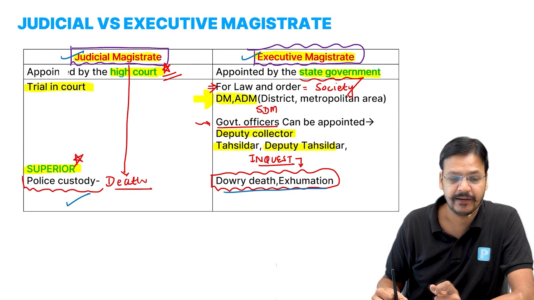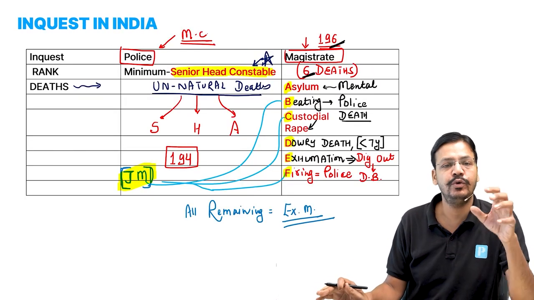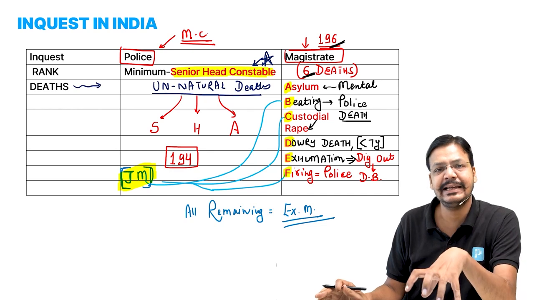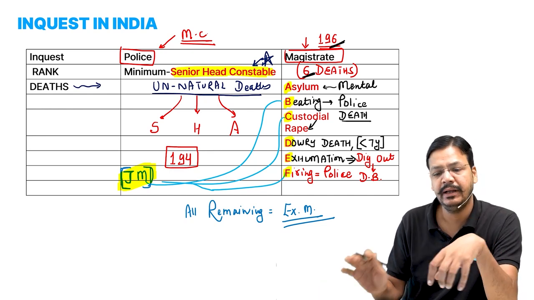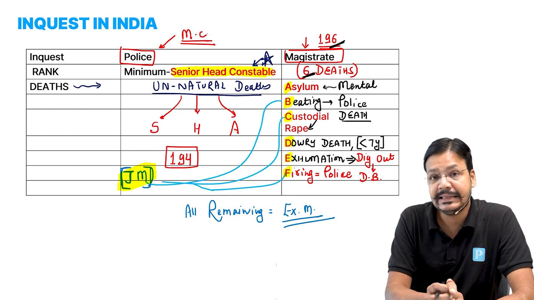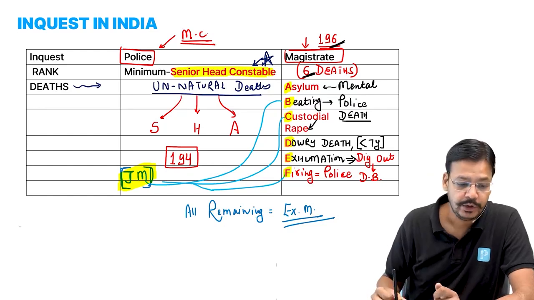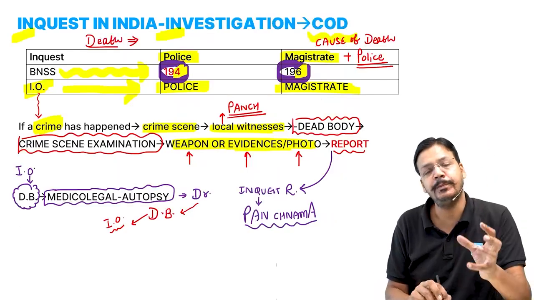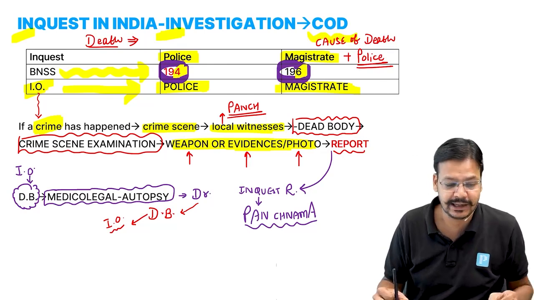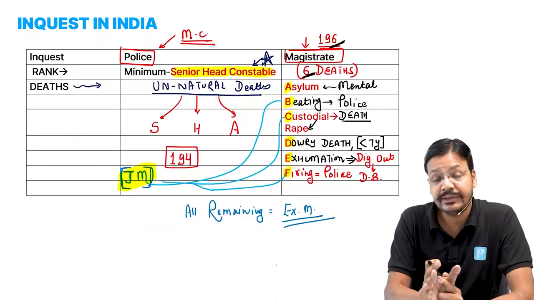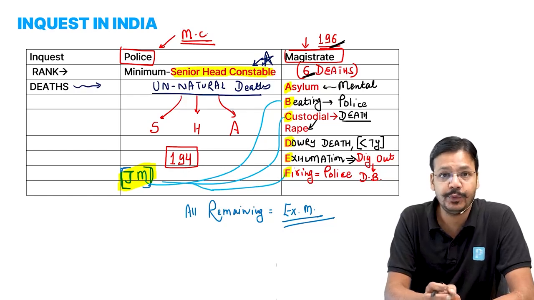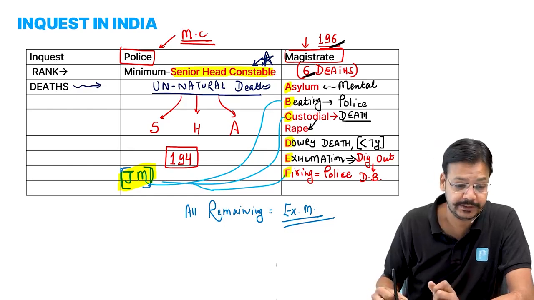So these are the 2 inquest systems in India. The most common is police. In 6 cases, it is the magistrate. And how to remember? It is 196 BNSS, because I told you 2 types of BNSS: 194 police, 196 magistrate. For 6 types of death, the magistrate conducts the inquest. So there are 2 types of inquest in India, only police or magistrate.